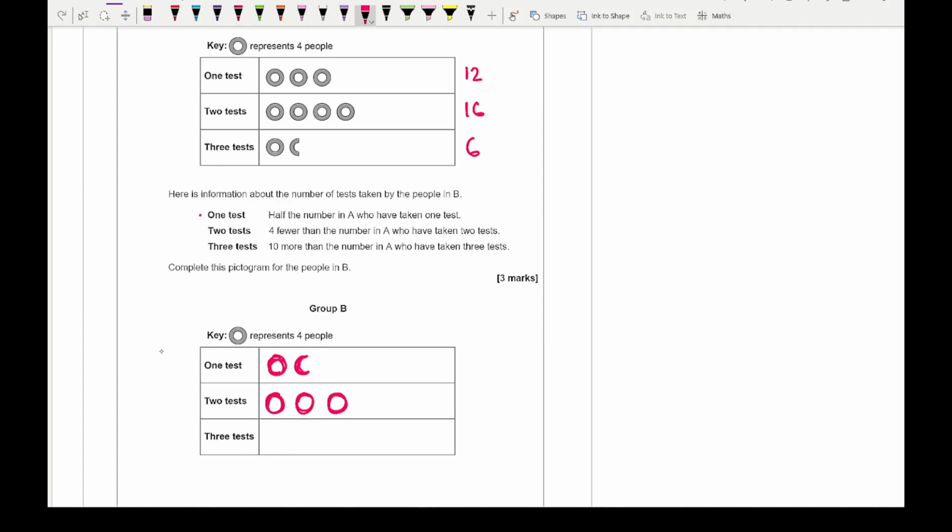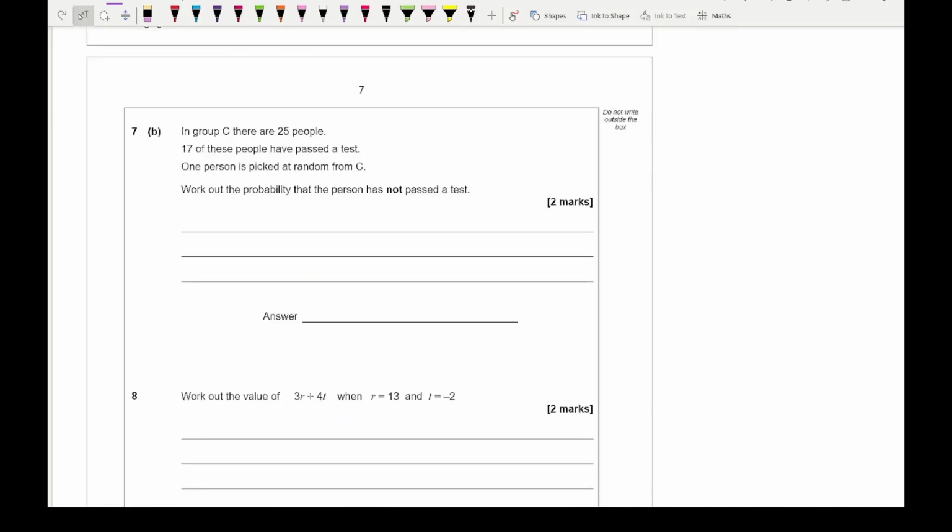And then it says 10 more for 3 tests, 10 more than A. So 6 plus 10 is 16. So that's going to be 4 circles. And there we go. So moving on to 7b, it says in group C there are 25 people.